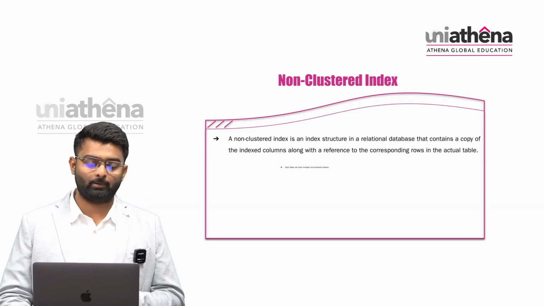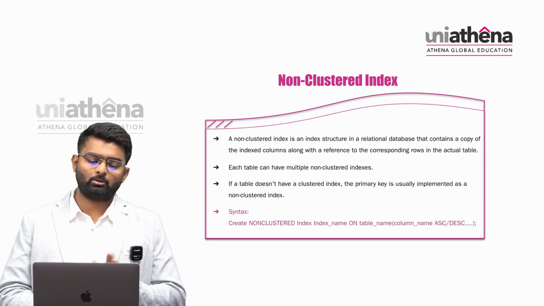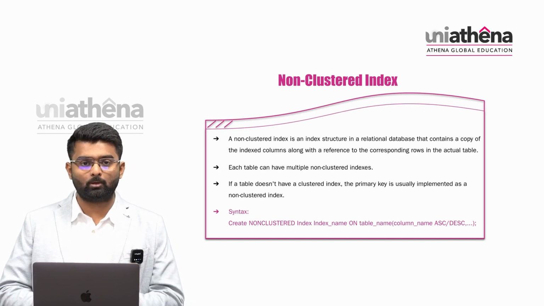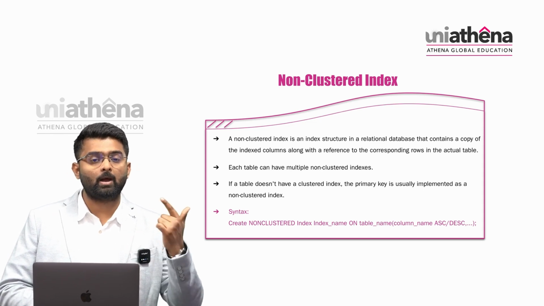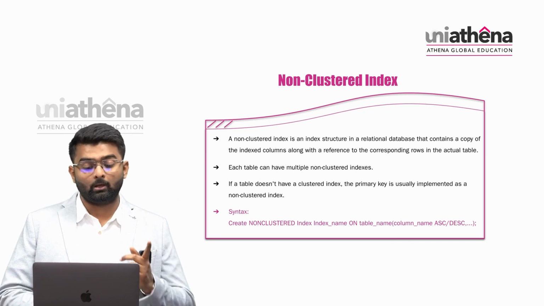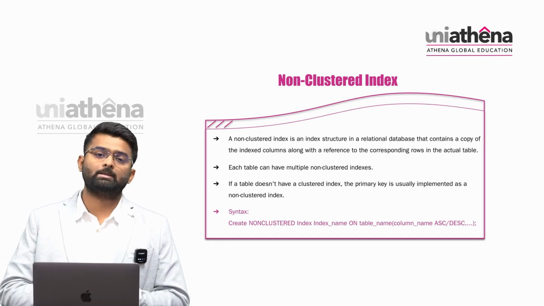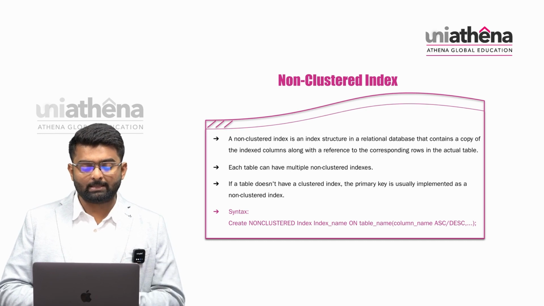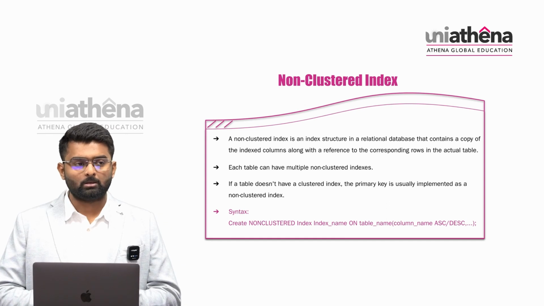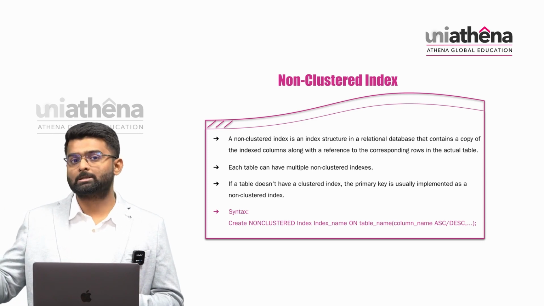Just as you have a clustered index, you also have something called a non-clustered index. What is a non-clustered index? It is an index structure in the relational database that contains a copy of the indexed columns. Now please note, in a clustered index, you had indexed rows. In a non-clustered index, you have indexed columns, along with the reference to the corresponding rows in the actual table. So each table can have multiple non-clustered indexes. So that is how a table structure looks when you have multiple non-clustered indexes.